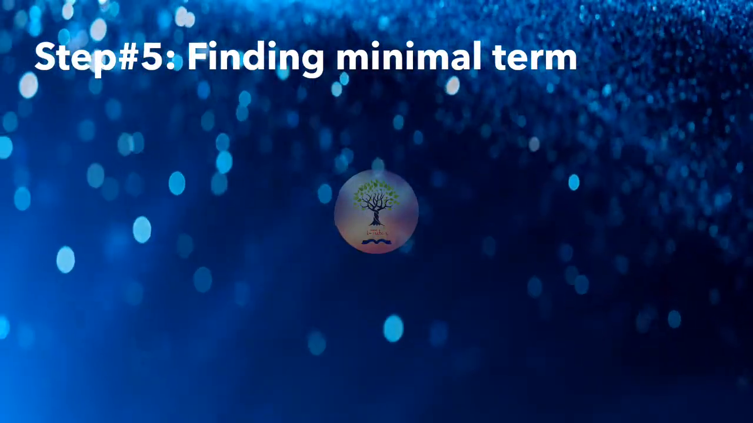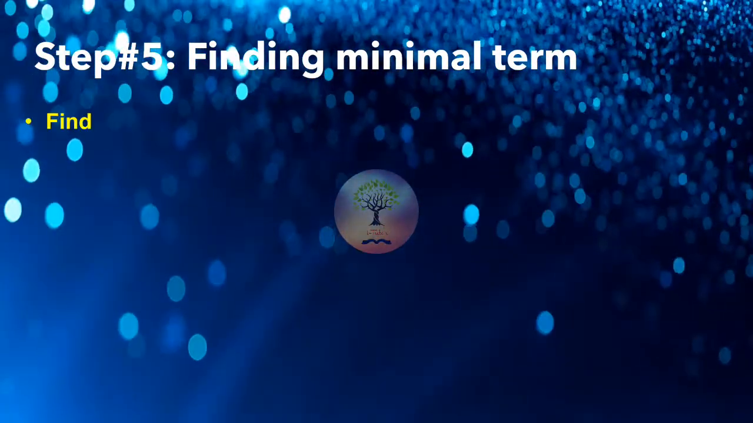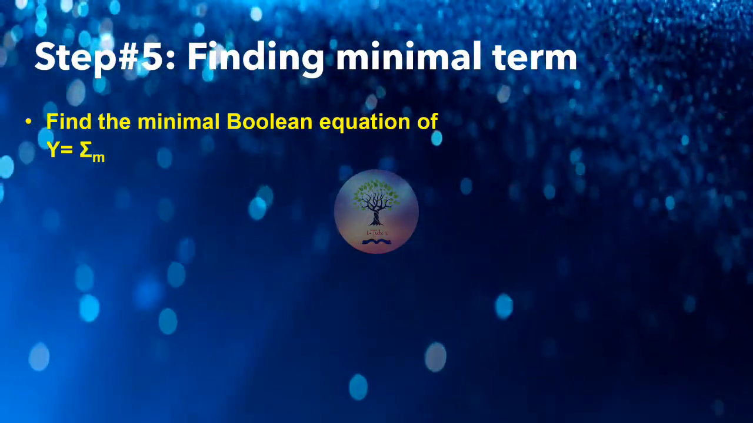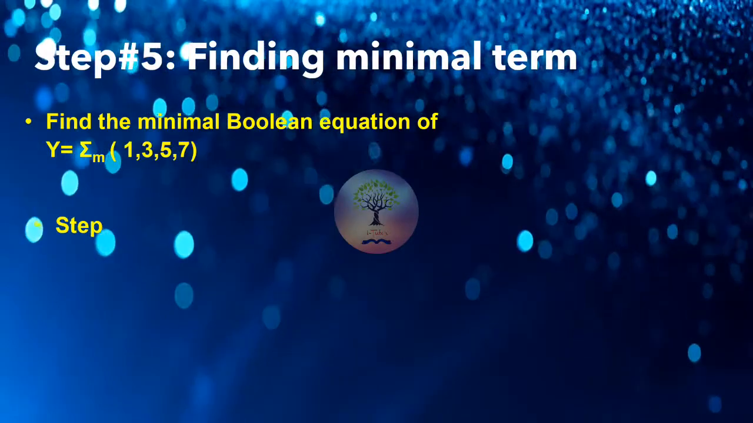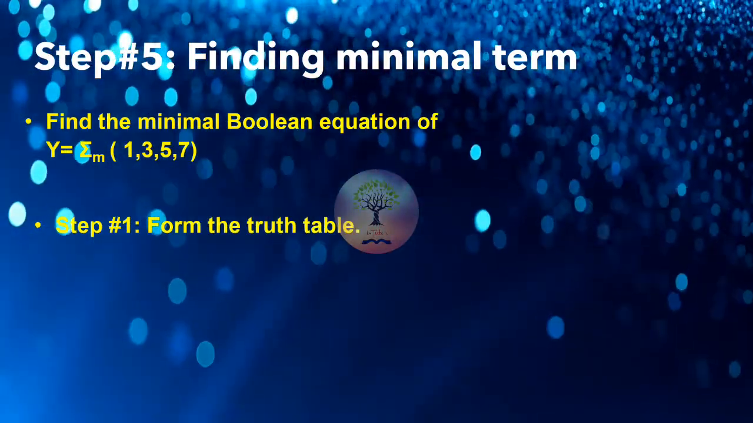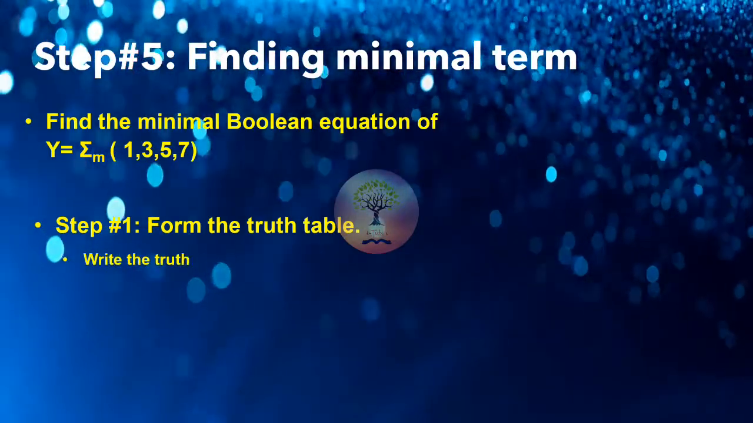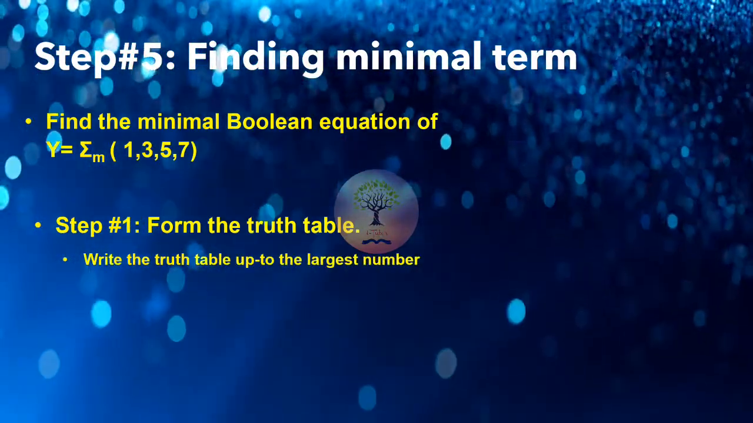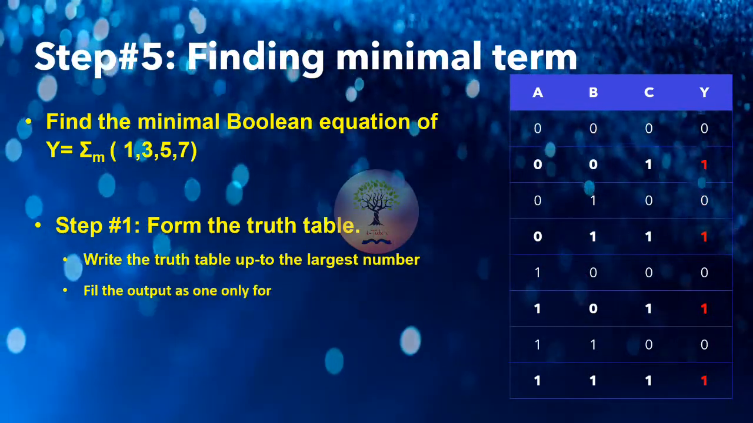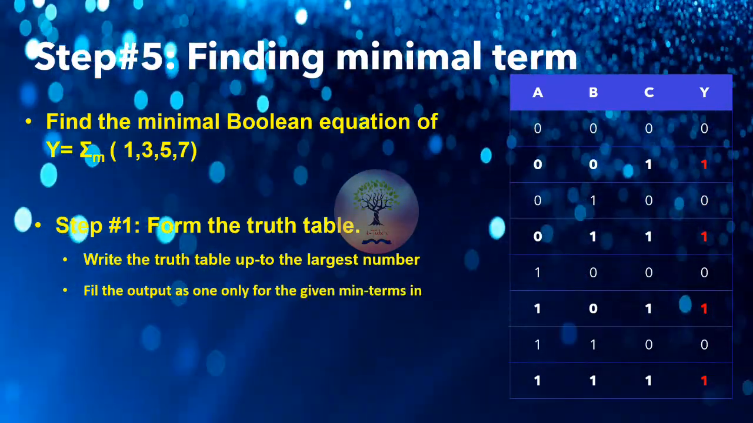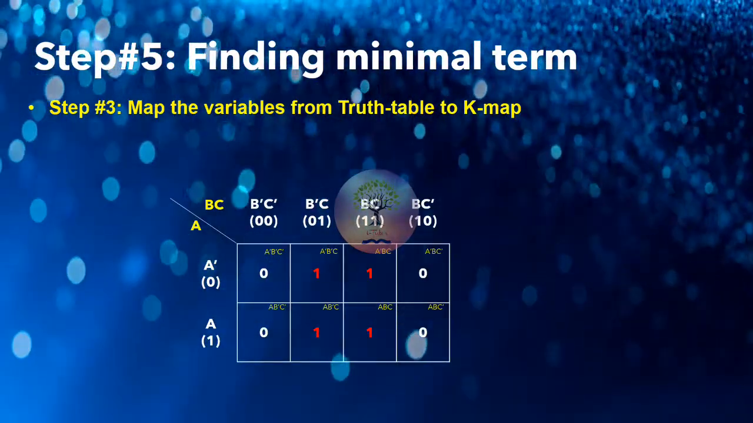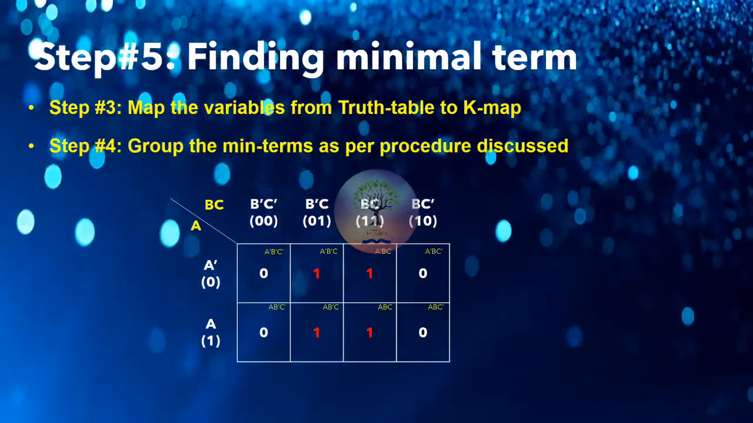Find the minimal Boolean equation of y equals sigma m, 1, 3, 5, 7. Step number 1. Form the truth table. Write the truth table up to the largest number. Fill the output as 1 only for the given minterms in the question. Step number 3. Map the variables from the truth table to KMap. Step number 4. Group them in terms as per the procedure discussed.